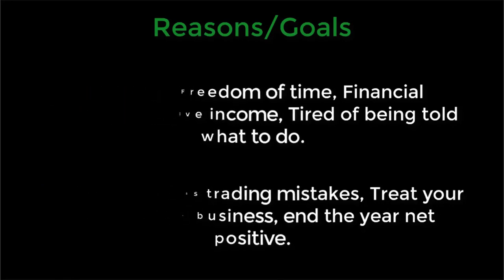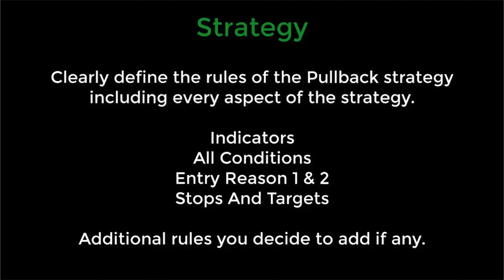All right, so after reasons and goals, another thing we're going to have in our trading plan is the strategy we're going to use. In this case, the pullback strategy. We need to clearly define the rules of the pullback strategy in your plan, including every aspect of the strategy. I mean the indicators, all the conditions that have to be met before we look for entries, the entry reason number 1 and entry reason number 2, and the stops and targets, and any additional rules if you decide to add them.